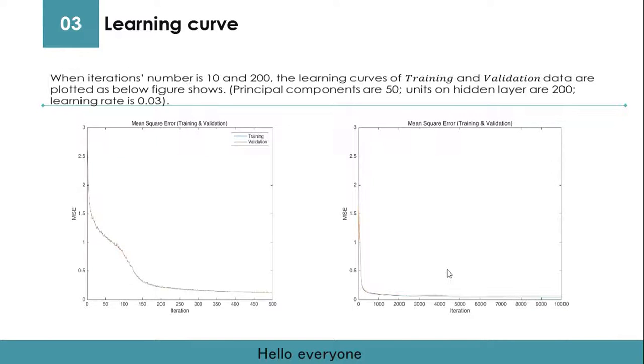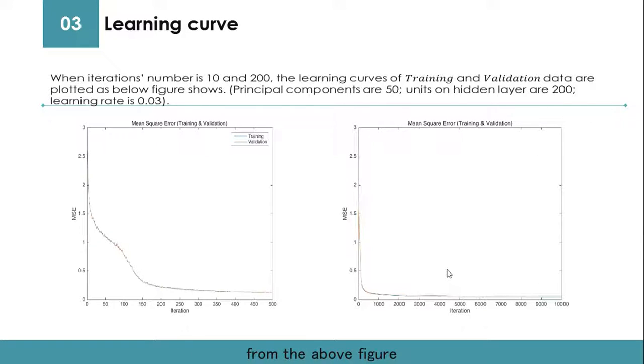First, we should plot the learning curves of training and validation data. When the iteration number is 10 and 200, the learning curves are plotted as the figure below shows. As we can see, these two learning curves converge all the time, because the cost function is used as feedback backpropagated to the upper layer to adjust the weights to reduce error.